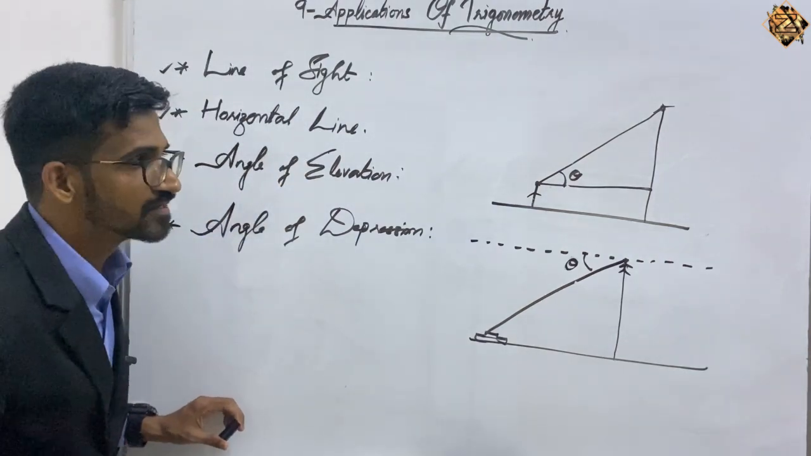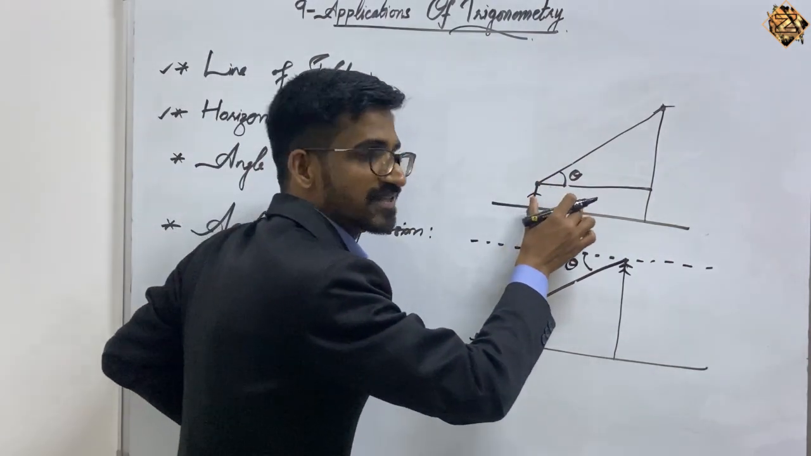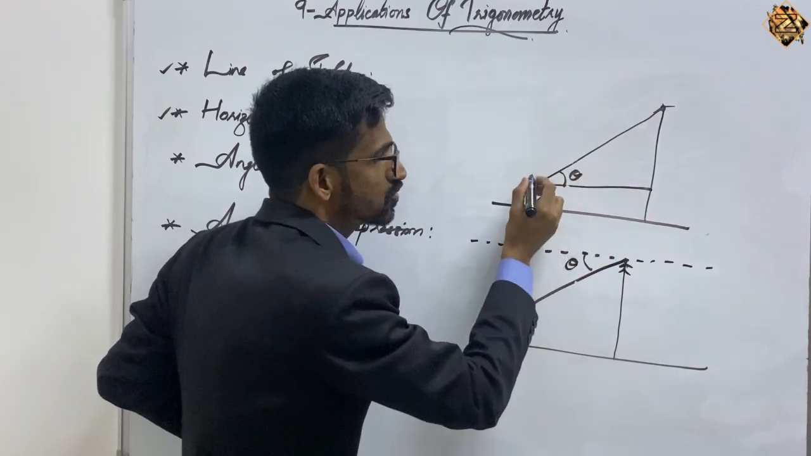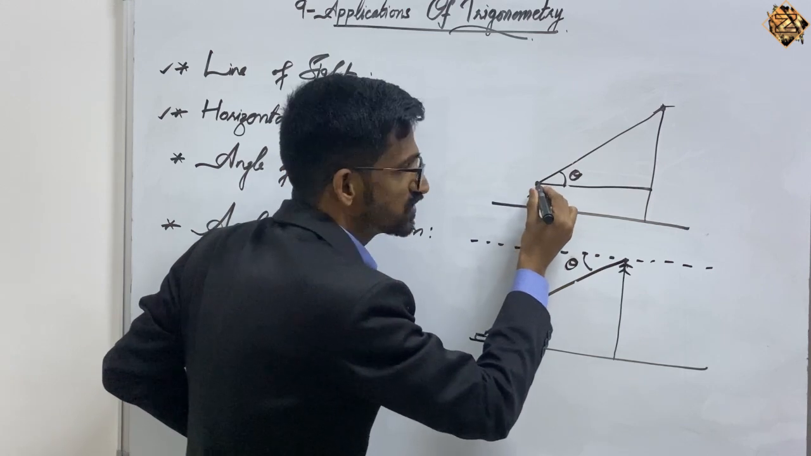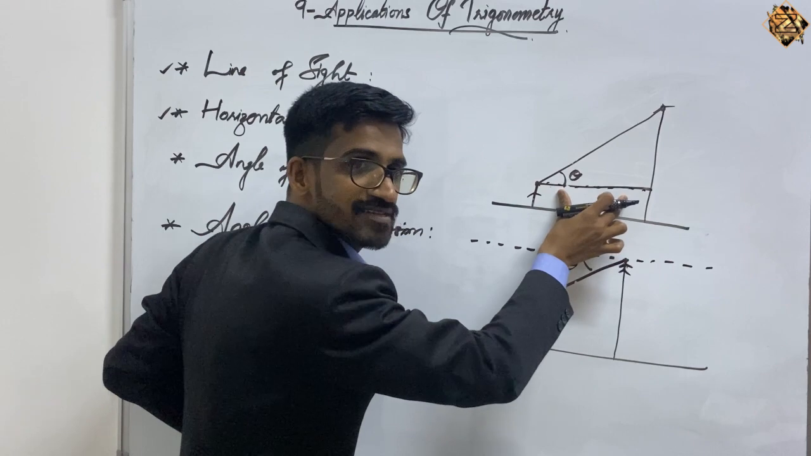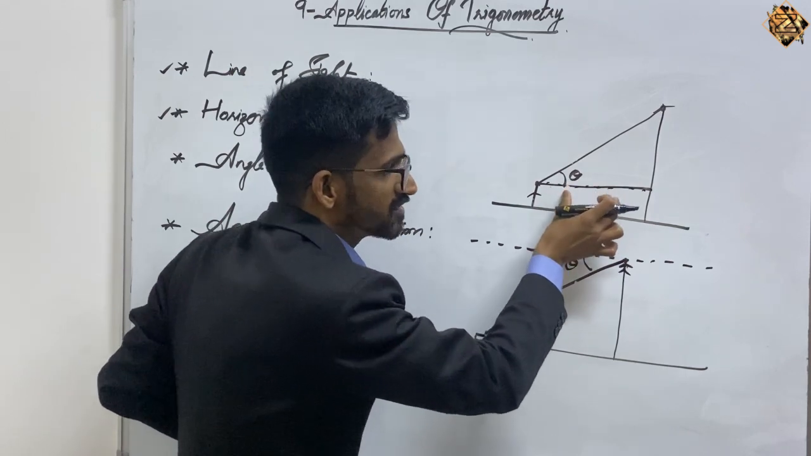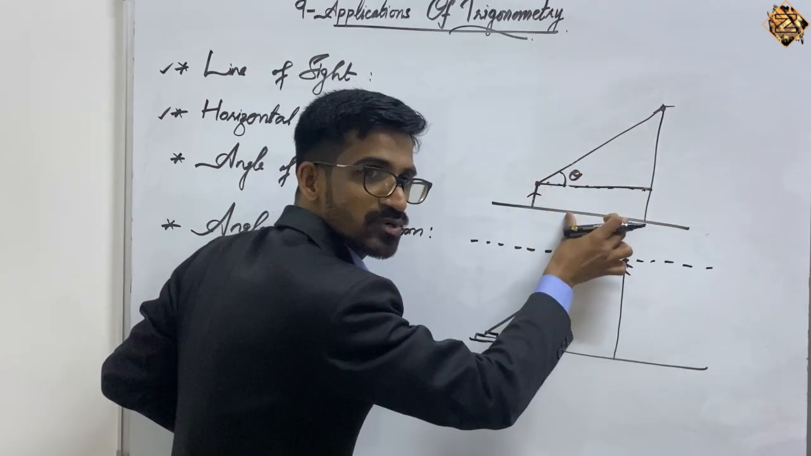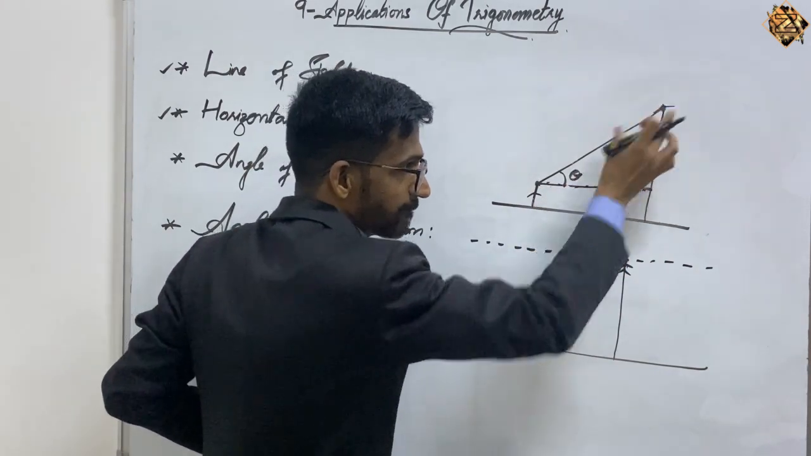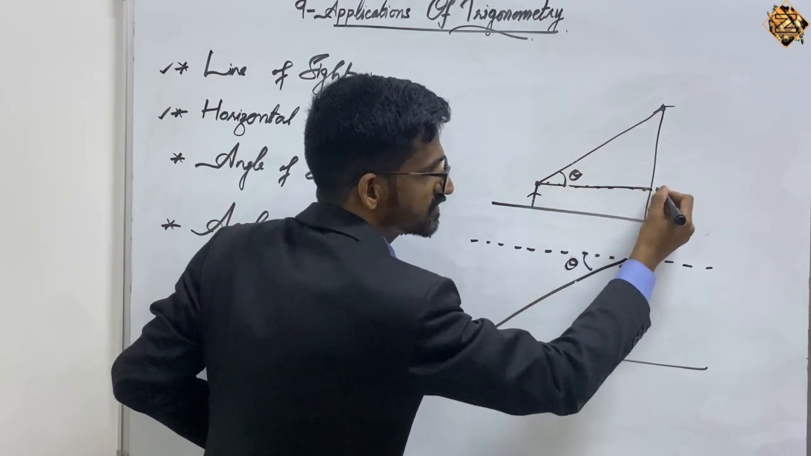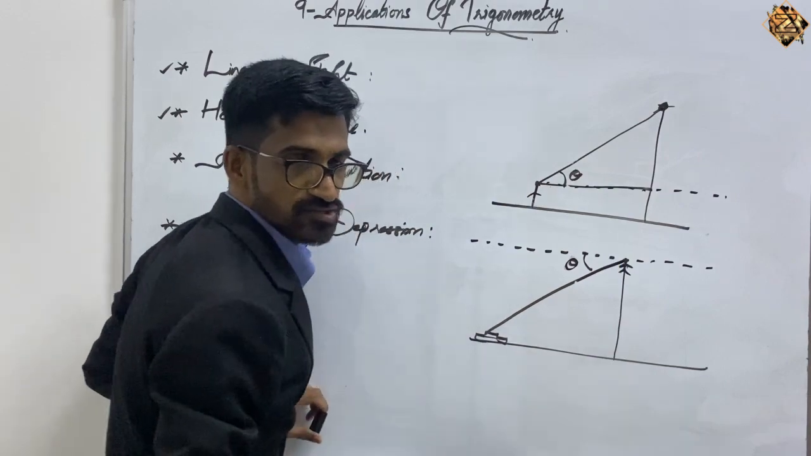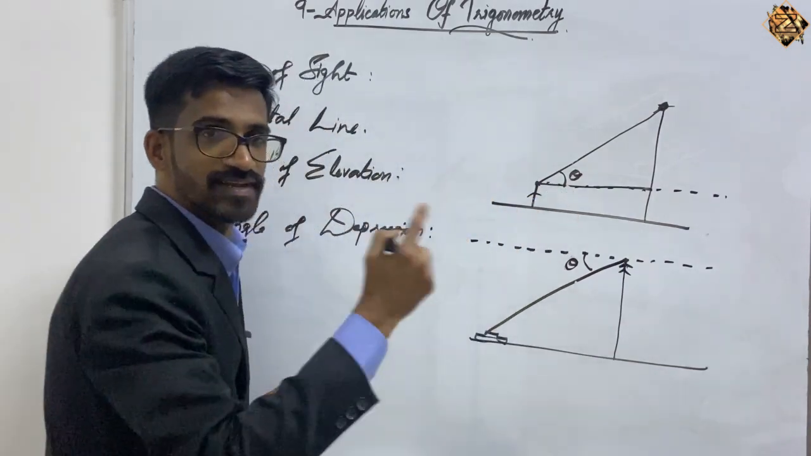Hope it is clear. Okay, angle of elevation is what? The angle formed between the line of sight and horizontal line. Through the eye of the observer, we have drawn a line parallel to the earth's surface. So this is called the horizontal line, isn't it? So the angle formed between the line of sight and the horizontal line is called angle of elevation if the object is above the horizontal line. The object is kept above the horizontal line. So this angle formed is called the angle of elevation.